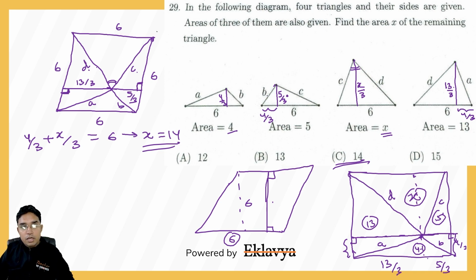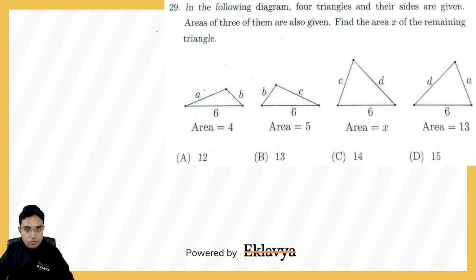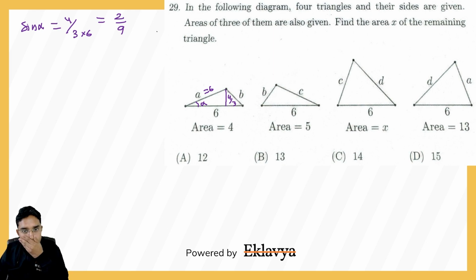I have to choose a specific value of B. For example, if I take A to be 6, which I can take because they have not given any specific value of A, and let us say this angle is alpha. In this case, sine alpha will become equal to, because this height was 4/3, 4/3 into 6. So this will be 2/9.